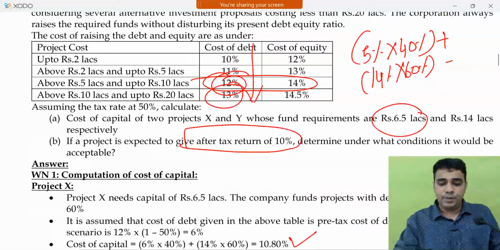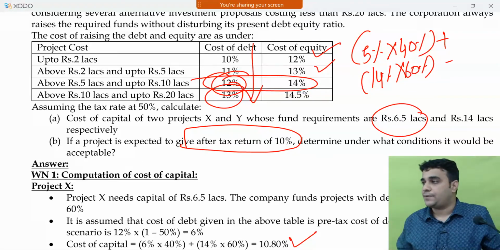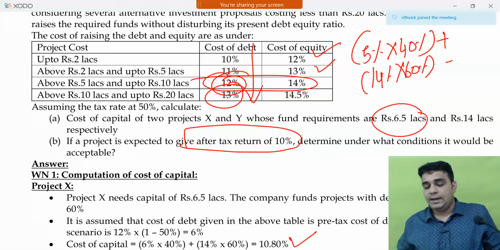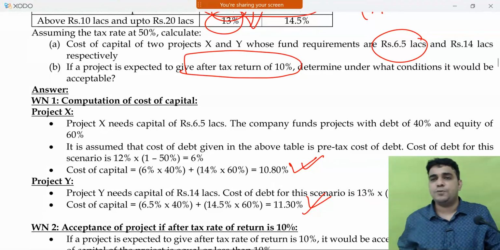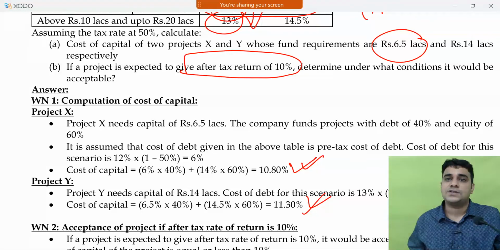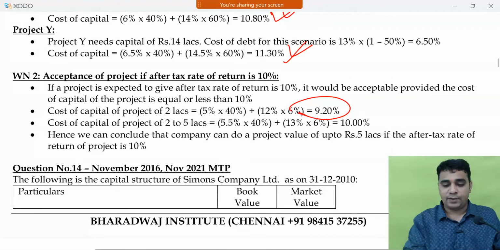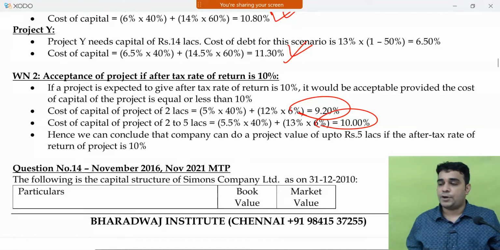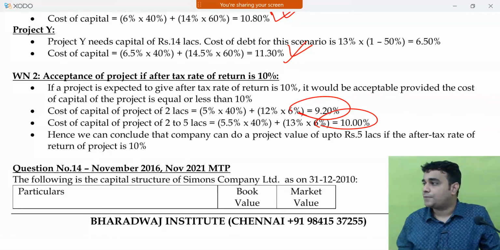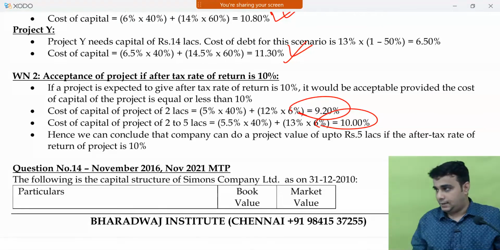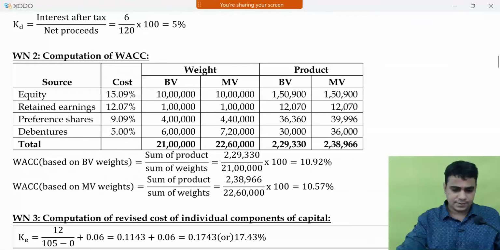For that, you may have to do a weighted average calculation of this as well as this and see in which scenario the cost of capital is lesser than 10%. I don't think I can do the projects at 10.8 and 11.3, because these costs are more than 10%. If your cost is lesser than 10%, that is the 2 lakh project and the 2 to 5 lakh project, these two projects I can take up, because the cost of capital is lesser than 10%. 14 is something you can manage.